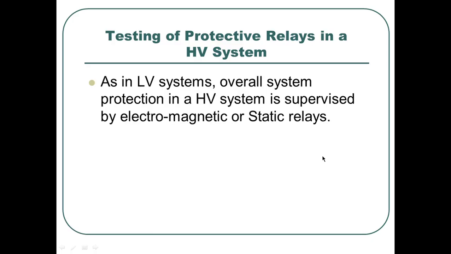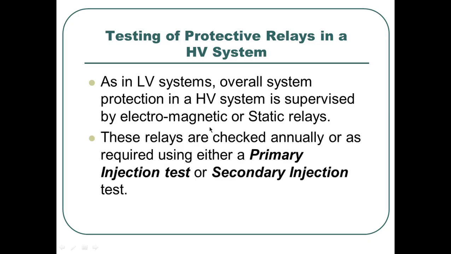As in a low voltage system, overall system protection in a high voltage system is supervised by electromagnetic or static relays. These relays are checked annually or as required using either a primary injection test or secondary injection test.